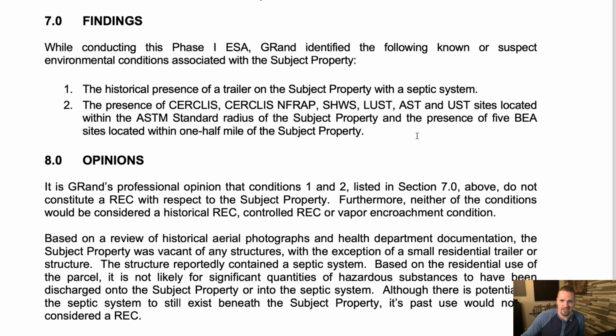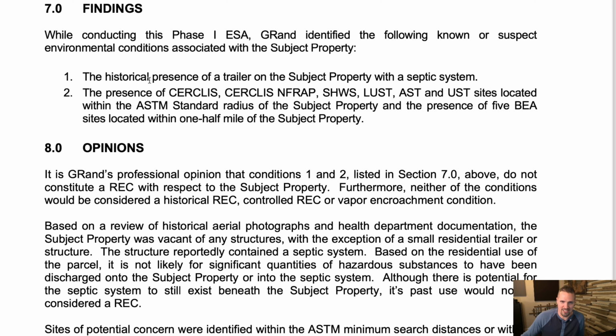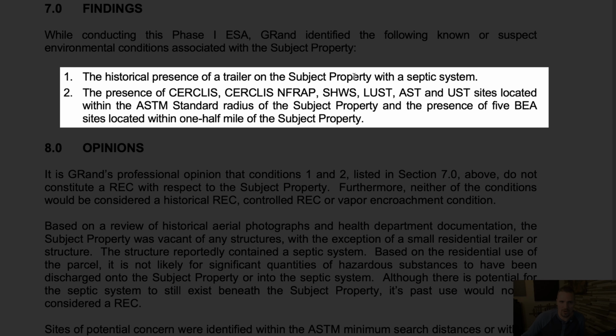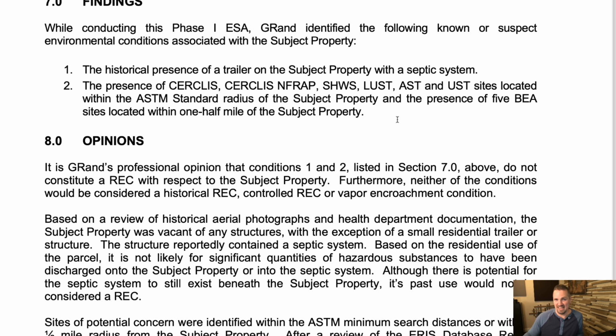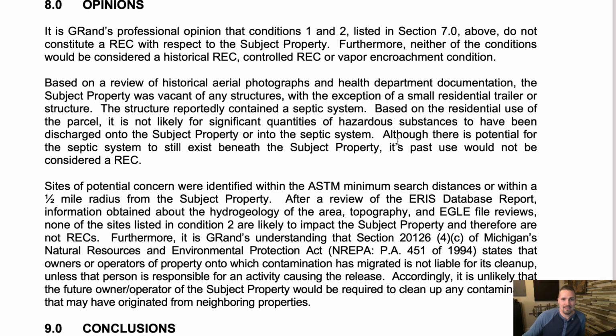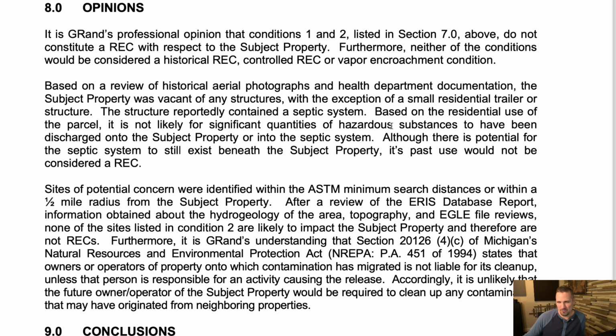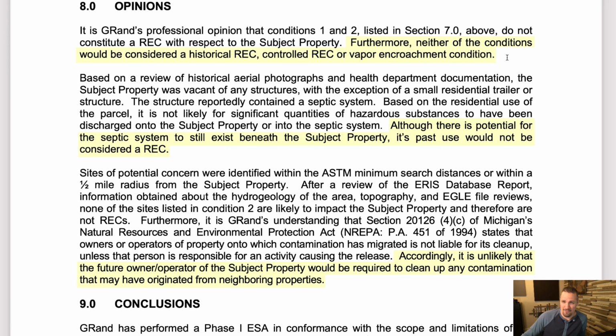So as we go down here, we can see what they found. There was the historical presence of a trailer on the property and the presence of these issues on these other sites were identified. So those were like the biggest red flags that they were able to find. It just summarizes what was already explained earlier on, that of these things they found, they didn't think that they were considered recognized environmental conditions because there was no direct evidence that those things had a negative impact on the subject property.